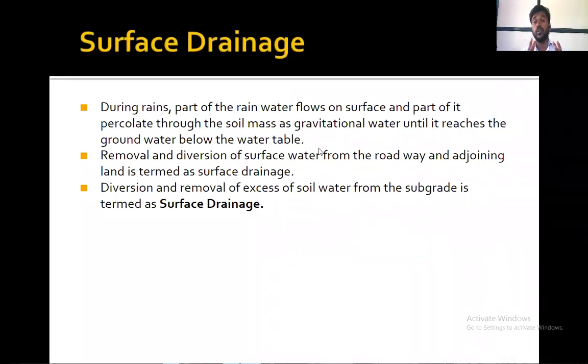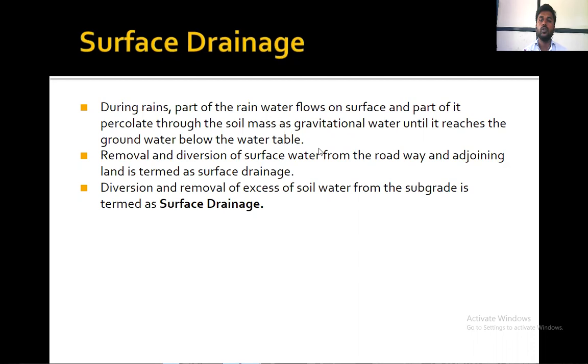As we have studied in hydrology, the hydrograph that we have. You might remember in the hydrograph, whatever water is coming from the rain, some of the water will drain out from the surface and some of the water will get percolated into the earth. That is seepage flow and the runoff that we call. Some of the water will become runoff and some of the water will become seepage.